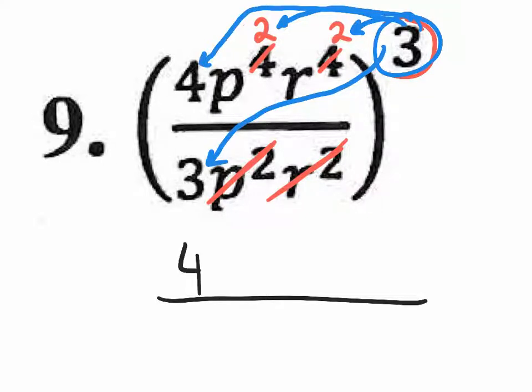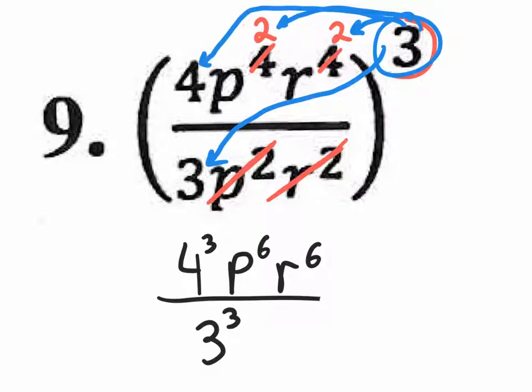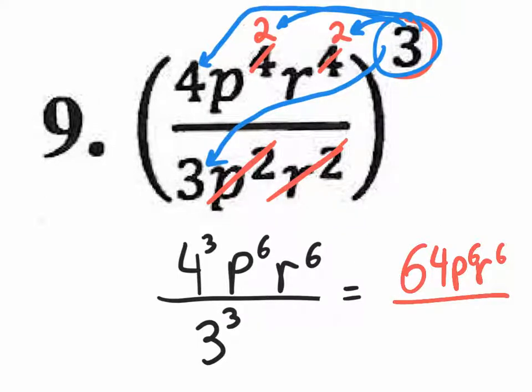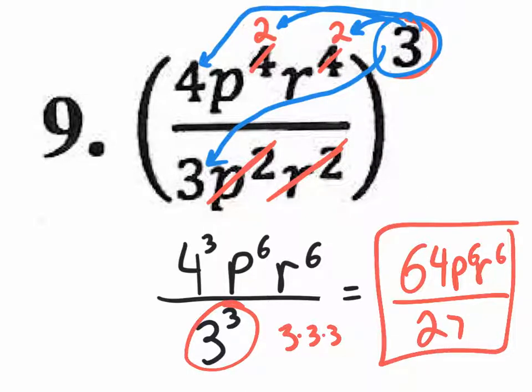So let's write our new answer down here. We're going to have a 4 to the 3rd power, a P to the 6th power and an R to the 6th power, and on the bottom, the 3 to the 3rd power. The only other thing we could do to make this answer nicer is to do the 4 to the 3rd, which is really 4 times 4 times 4. With a calculator, 4 times 4 is 16, 16 times 4 is 64. So our final answer is going to be 64 P to the 6th, R to the 6th over 27, because 3 times 3 times 3 is 27. See, it's not that bad.